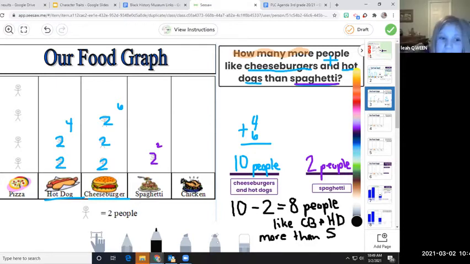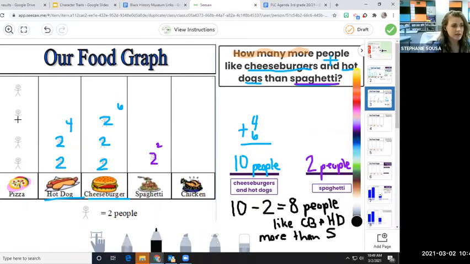How many more people like pizza than chicken? All right, let's see if that makes sense. Pizza has 4 pictures, chicken has no pictures, so do more people like pizza? Yep, so we'd be able to solve math there. Awesome. What other question could we ask about the data in this graph?